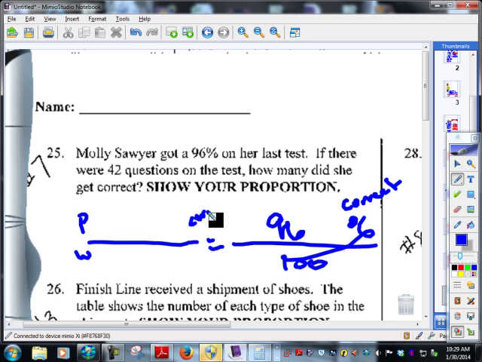So I know this has to be correct. This will be all or total. If there were 42 questions on the test, how many did she get correct? So are they giving us a part or are they giving us a whole, Mackenzie? Is 42 representing the total or the amount correct? Read it. It's asking for the amount that's correct. Where would correct go?